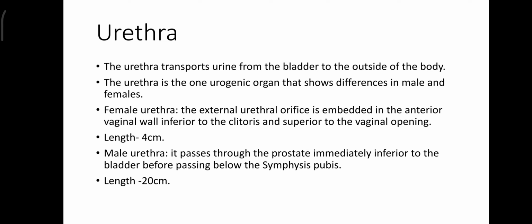Next, we will learn about the urethra. The urethra transports urine from the bladder to the outside of the body. The urethra is the one urinary organ that shows difference in male and female. That means it is the only urinary organ that shows difference in male and female. Female urethra: the external urethral orifice is embedded in the anterior vaginal wall, inferior to the clitoris and superior to the vaginal opening. The length is 4 cm. The male urethra passes through the prostate immediately inferior to the bladder before passing below the symphysis pubis, and the length of the male urethra is 20 cm.